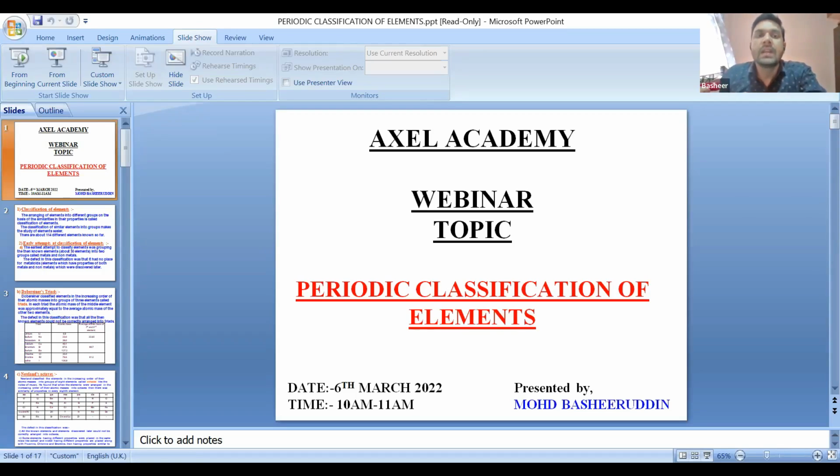Then the first scientist came, Dobereiner. In his law, which we call Dobereiner's triads, what is that? He arranged the elements in the increasing order of atomic mass. He focused only on the mass.